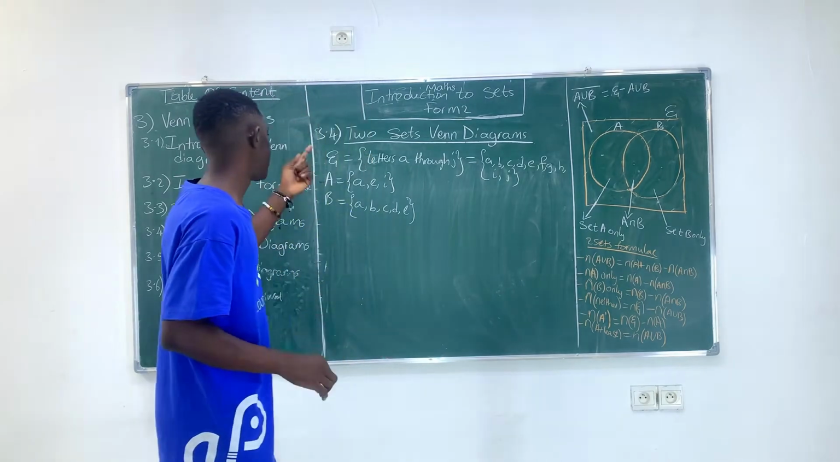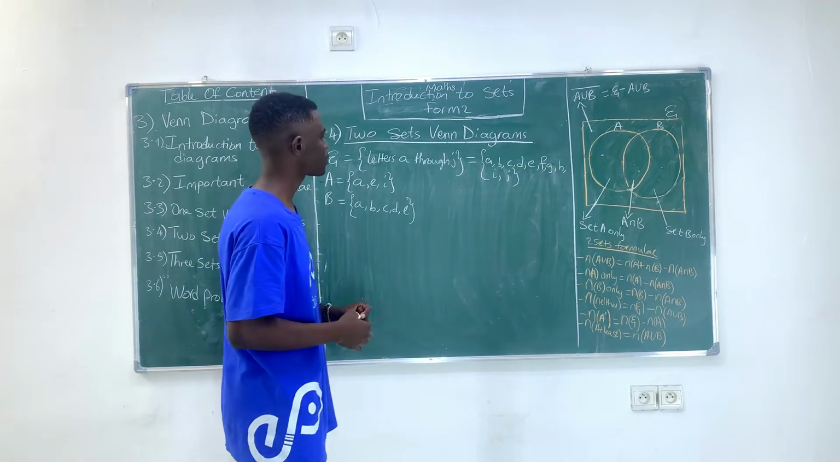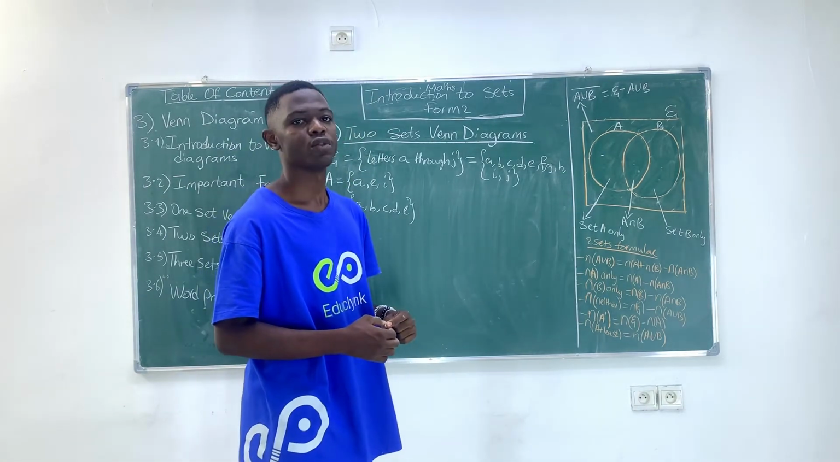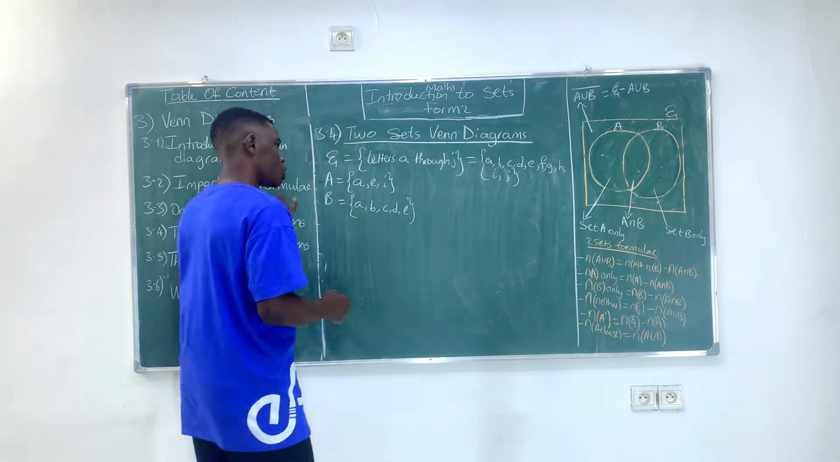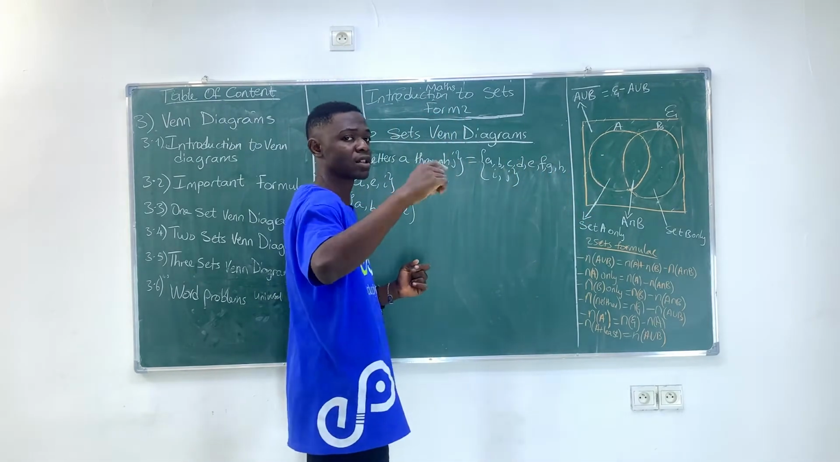Alright, so you're getting this data and you're asked to represent it in a Venn diagram. So what are we going to do? Like what we did before, we are going to first do the intersections. So we're going to look for this part here first. Always look for the intersection, the highest intersection.